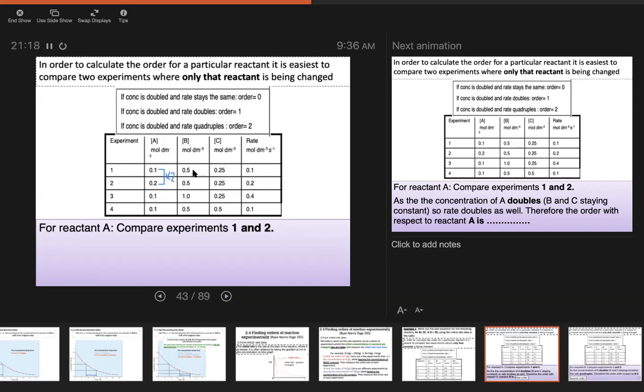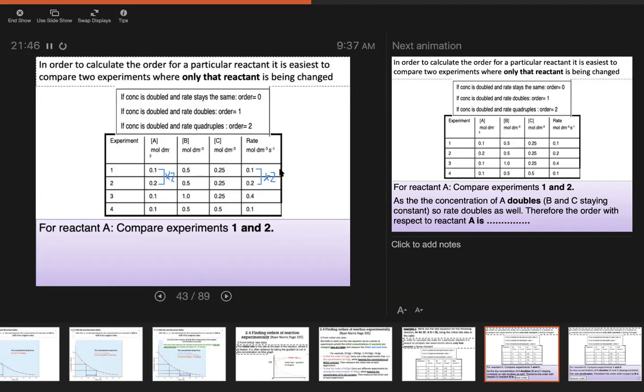Now concentration of B stays the same, concentration of C stays the same. Now what happens to the rate of reaction? It is double as well. So what can you say about the order with respect to A? 0, first, or second? First. First order. Because you increase by 2, the rate increases by 2. If it's 0, the rate wouldn't change.